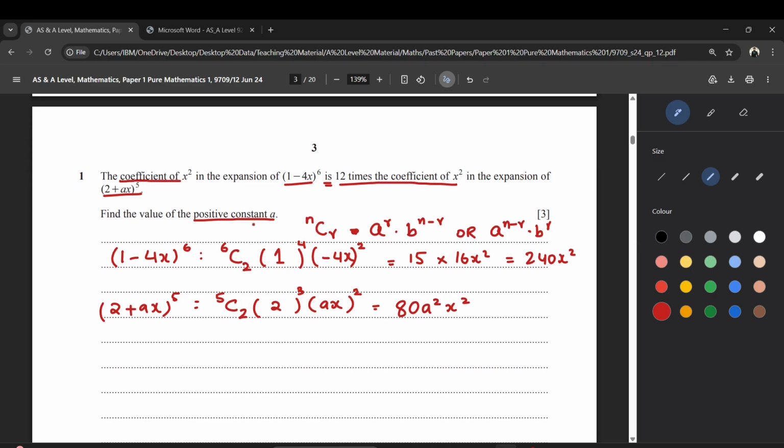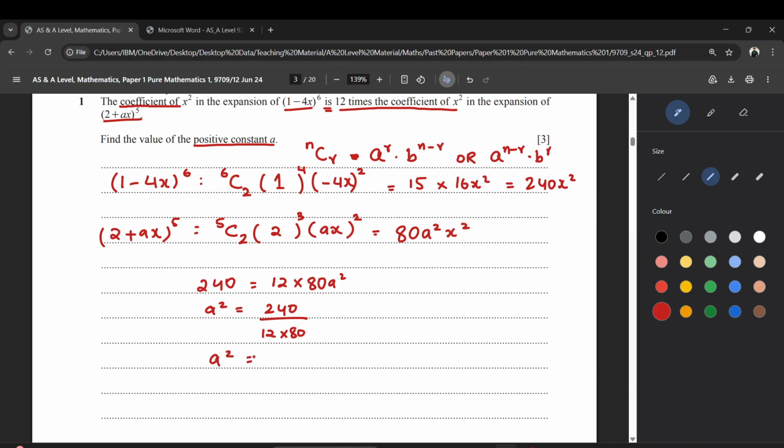All right. Now, let's read the question again. It says that the coefficient of x squared in the expansion of (1 minus 4x) to the power 6, that means 240, is equal to 12 times the coefficient of x squared. What is the coefficient of x squared for the second expansion? That is 80a squared. So that is the equation that we have formed, and this is what we're going to write over here. So 240 is equal to 12 times 80a squared. So we divide both sides by 12 and 80. So a squared is equal to 240 divided by 12 times 80.